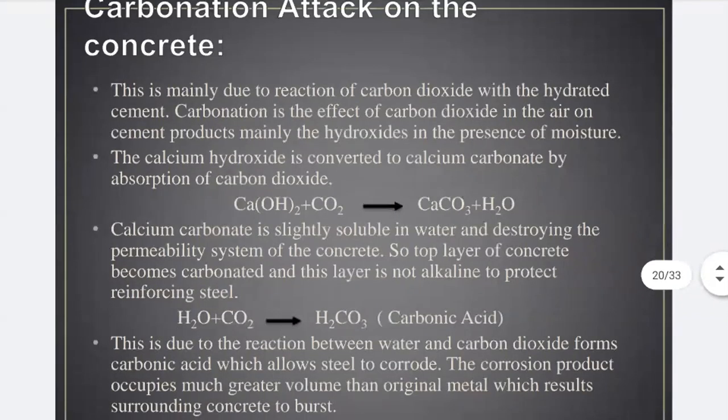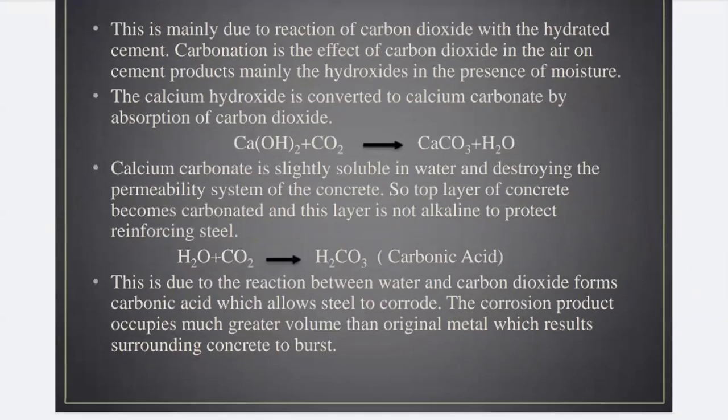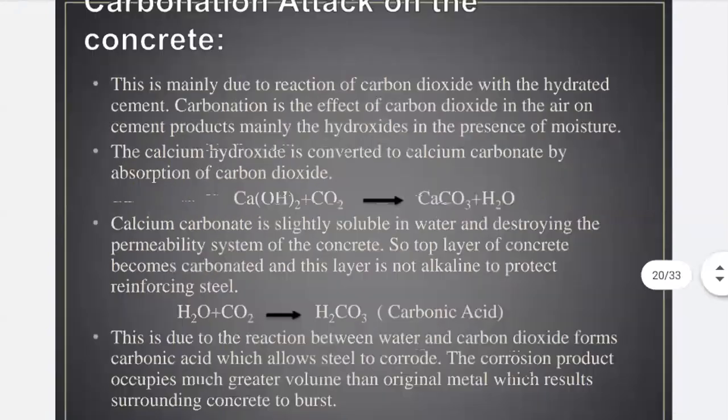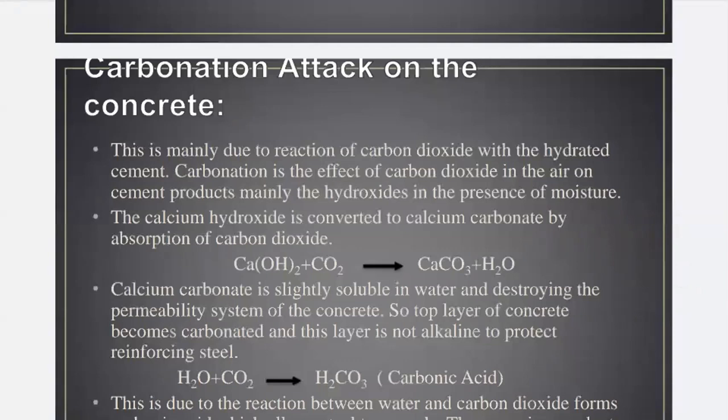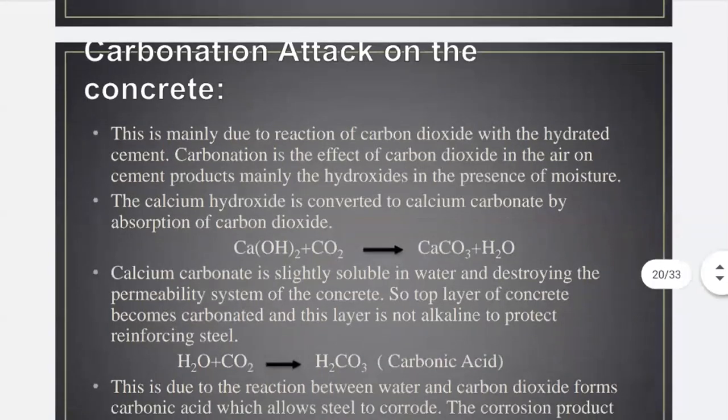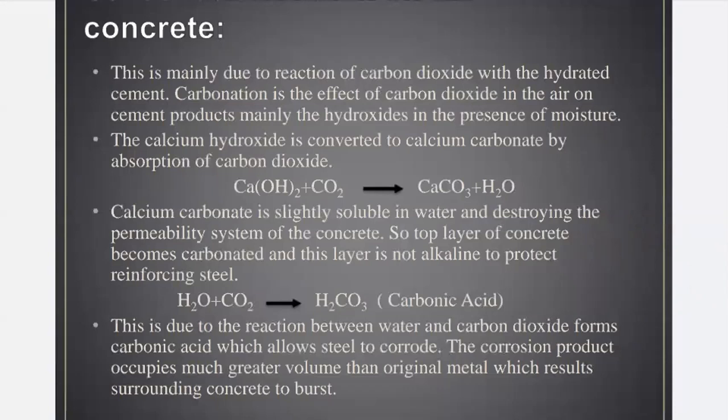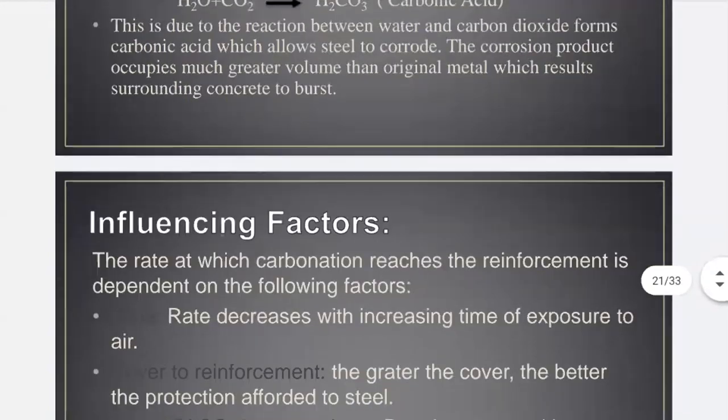So I am reading the last paragraph. This is due to the reaction between water and carbon dioxide forming carbonic acid, which allows the steel to corrode. Okay, the corrosion product occupies much greater volume than the original metal, which results in the surrounding concrete bursting. If there is a carbonation effect on your concrete surface, and if there is a design error or construction error, that concrete part will burst, and a big collapse can happen of your bridge or overseas structure.